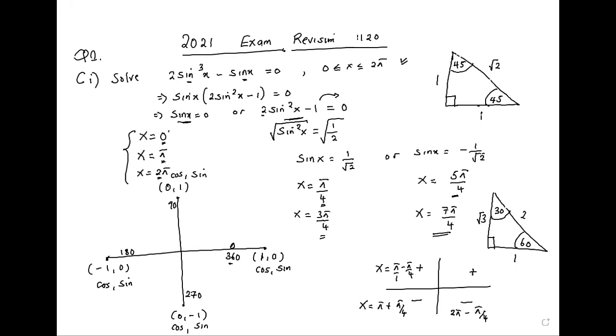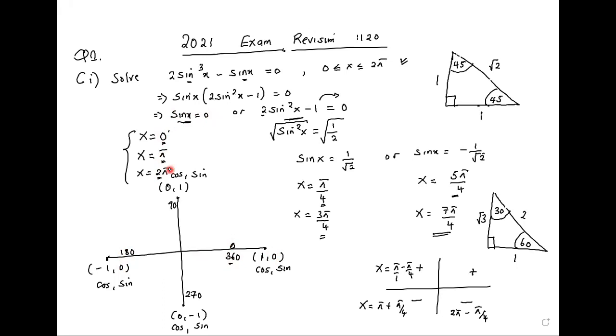On finding solutions, sin x is equal to 0. You're looking for these zeros. Sin is 0 here, where we have 0 and 360. Sin is 0 here, where we have 180. So we have 0, 180, 360.